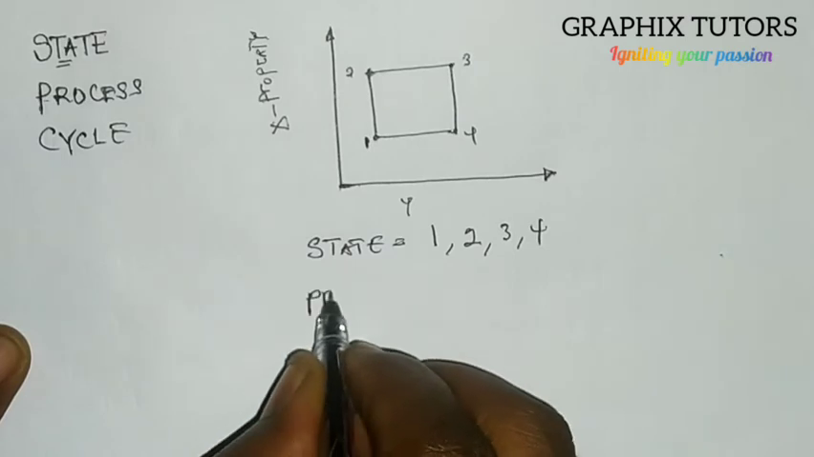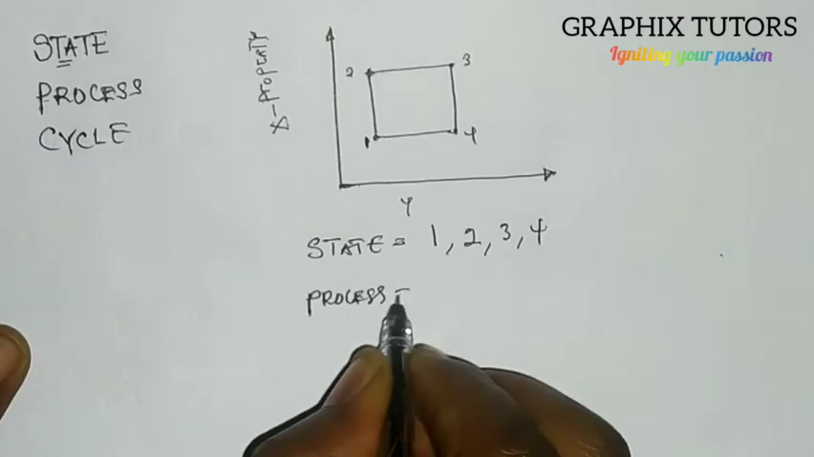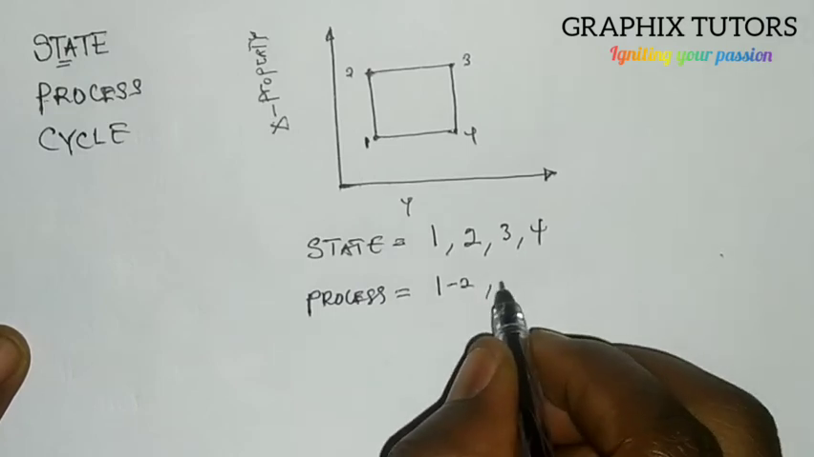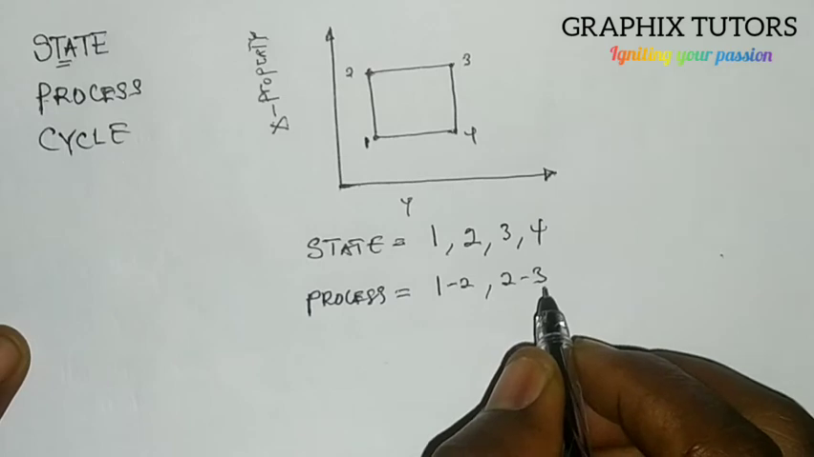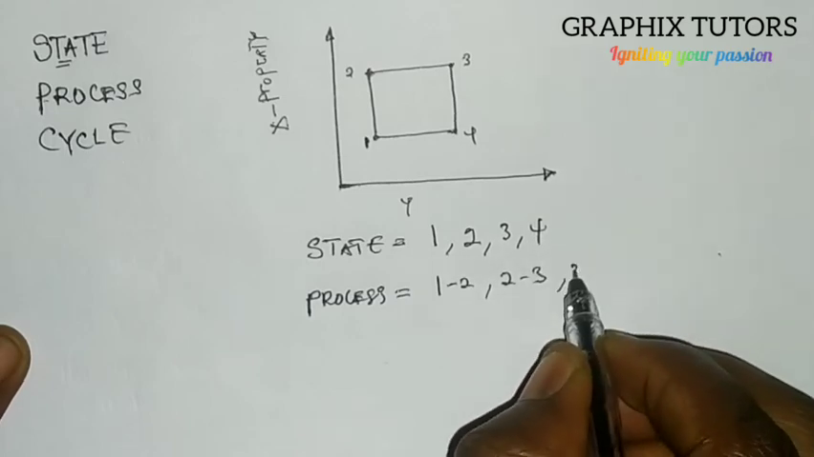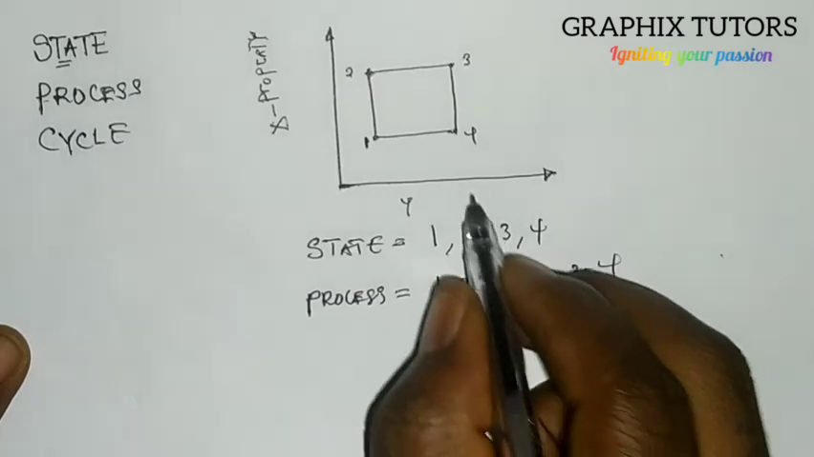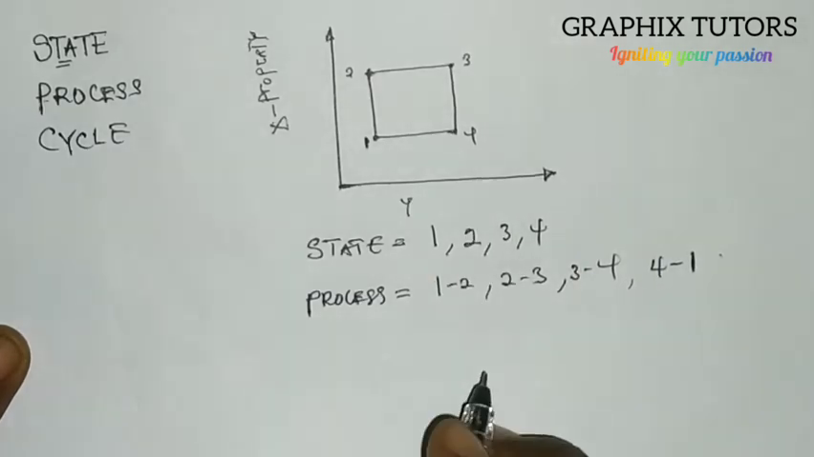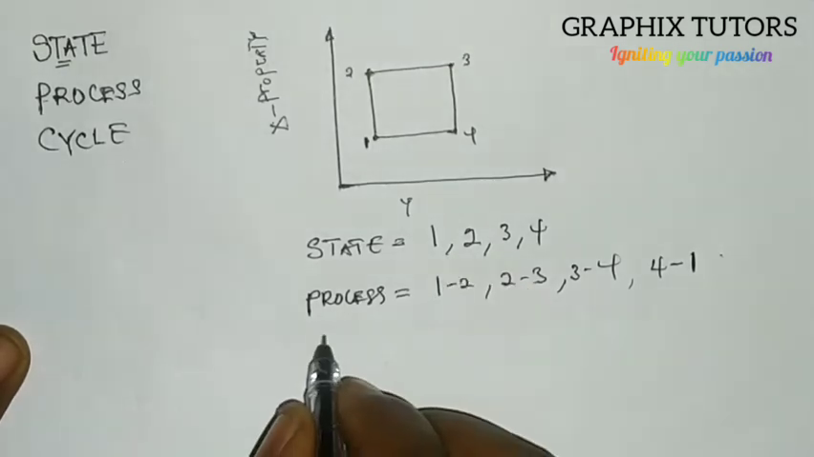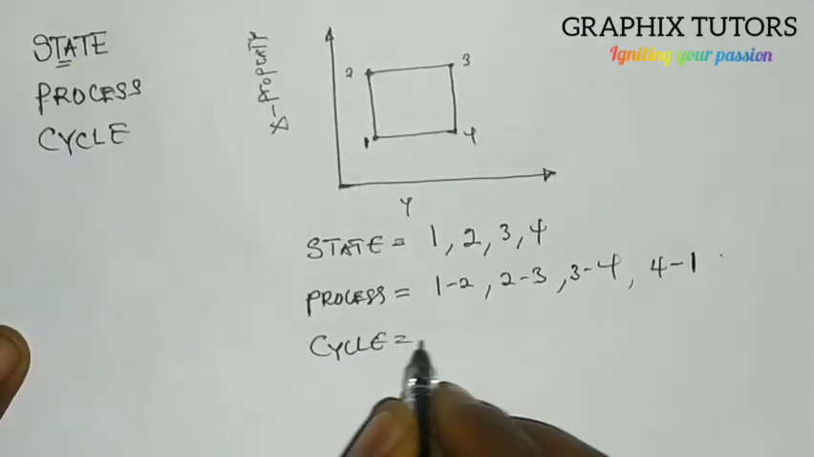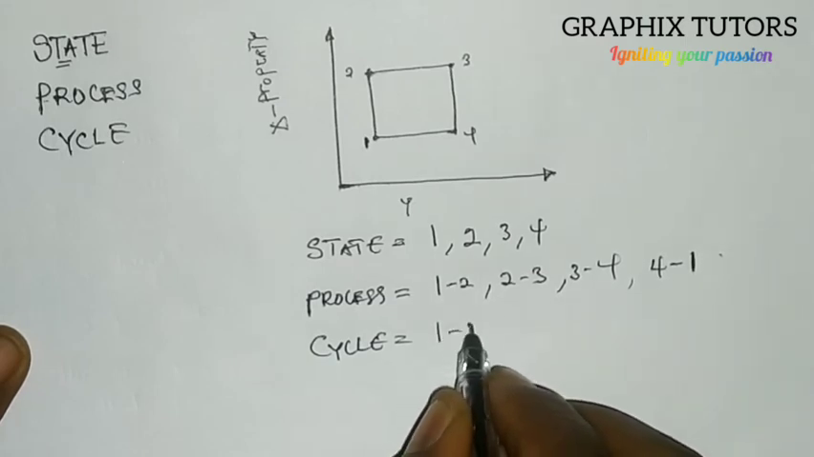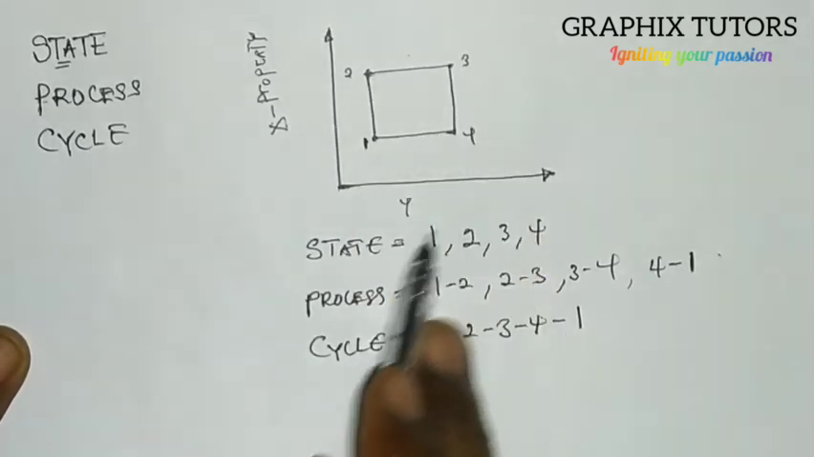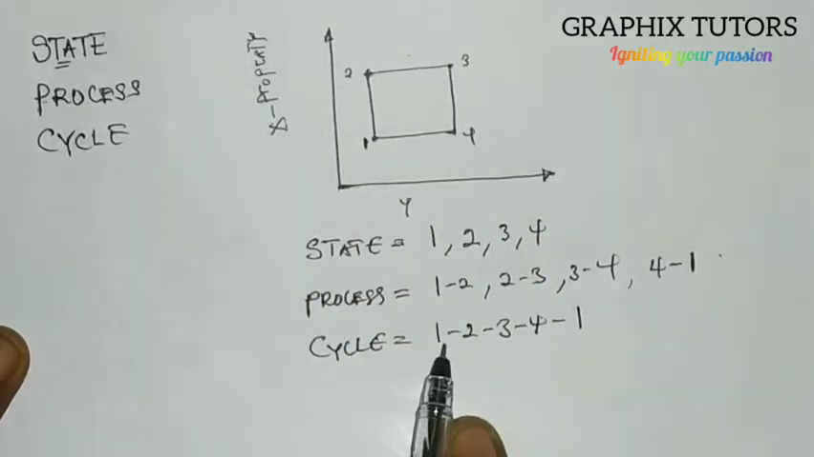But for process, when you move from 1 to 2, it is a process. When you move from 2 to 3 is another process. When you move from 3 to 4 is a process. And when you move from 4 to 1 is another process. Now, in terms of cycle, when you move from 1 to 2 to 3 to 4 and back to 1, it has undergone a cycle. We say the initial state is identical to the final state here.